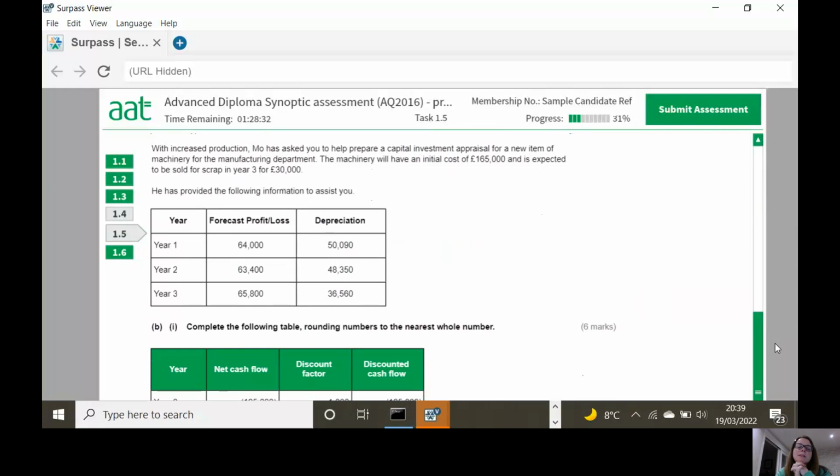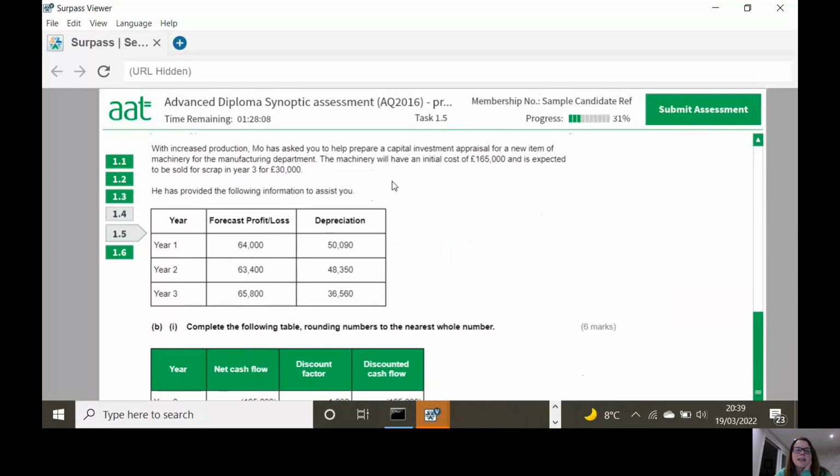Right, with increased production, so we've gone from 10 to 11,000 units, Mo has asked you to help prepare a capital investment appraisal for a new item of machinery for the manufacturing department. The machinery will have an initial cost of £165,000 and is expected to be sold for scrap in year 3 for £30,000. And he's given us profit and loss and depreciation.